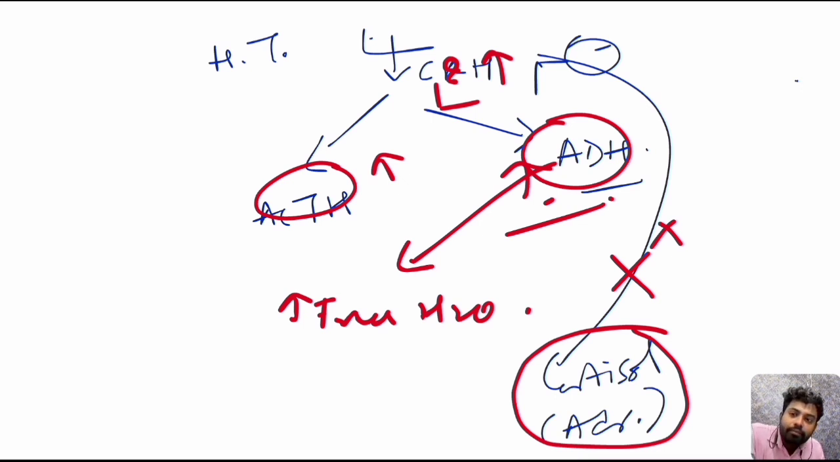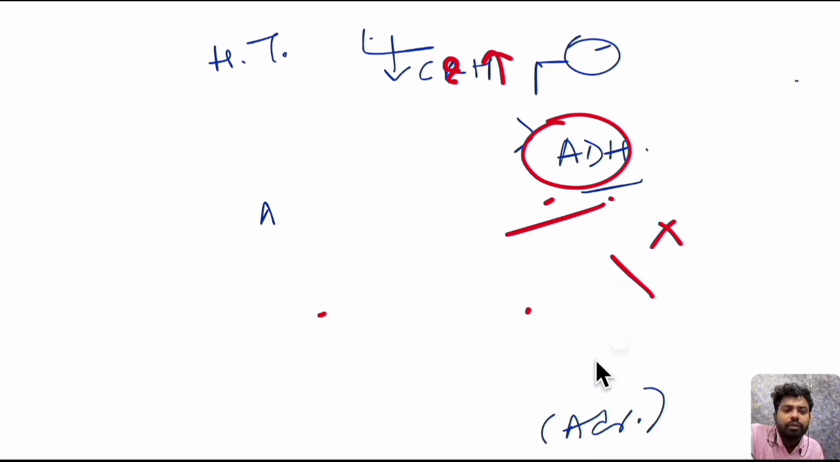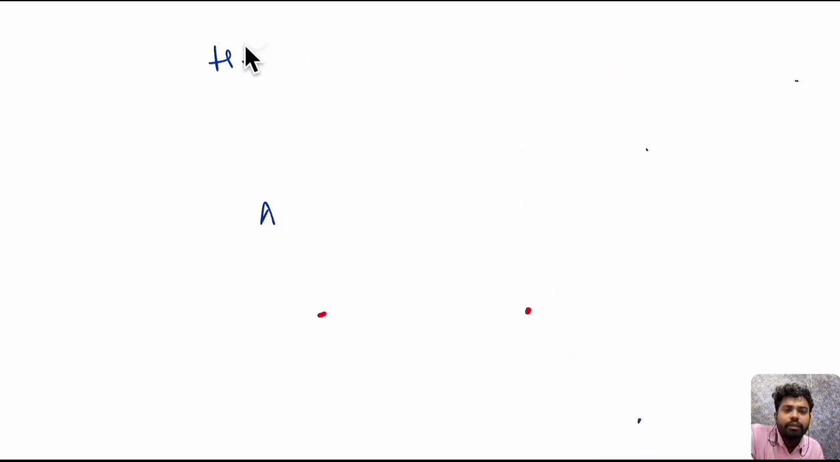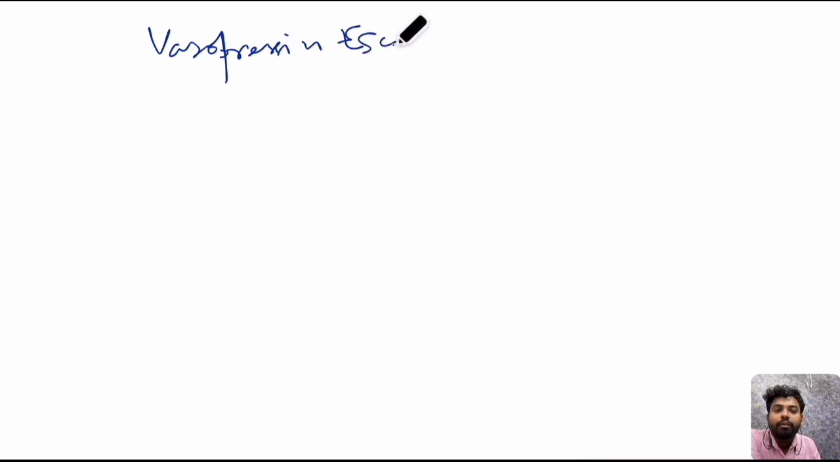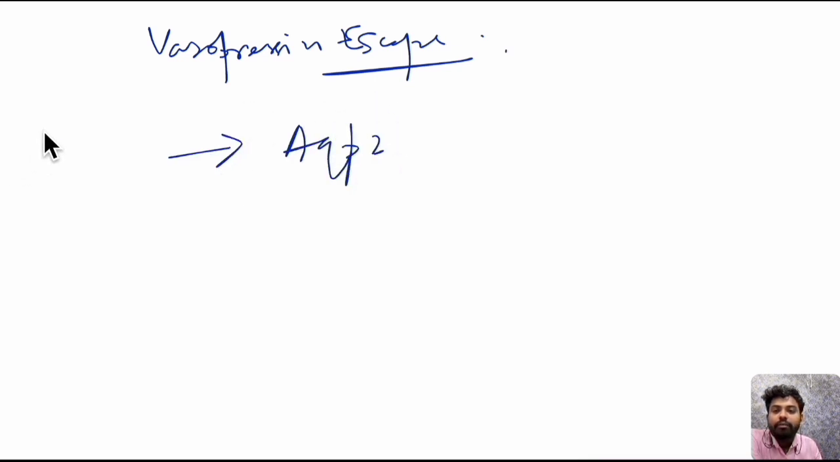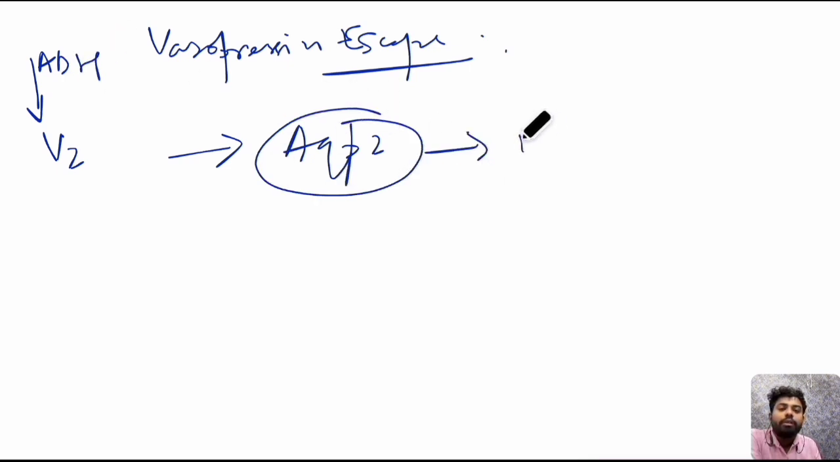So that's one mechanism. But you can ask one thing: in situations like SIADH or glucocorticoid deficiency, if there is free water absorption, why is it not leading to hypervolemia? It is because of a mechanism called vasopressin escape. When such a situation is there, the aquaporin 2 channel, which is stimulated by ADH through the V2 receptor, is desensitized.